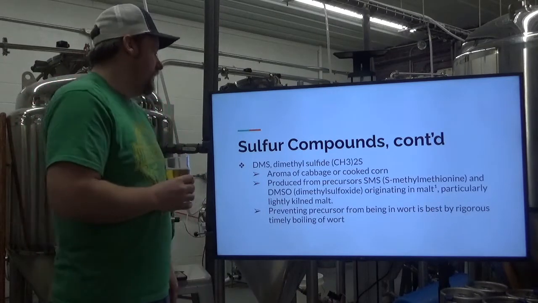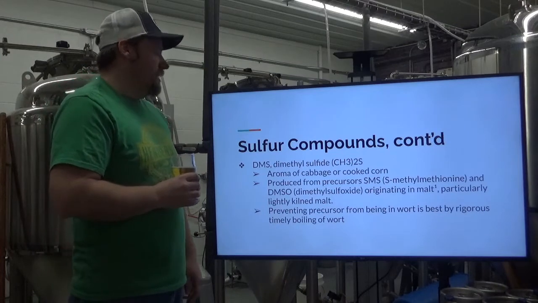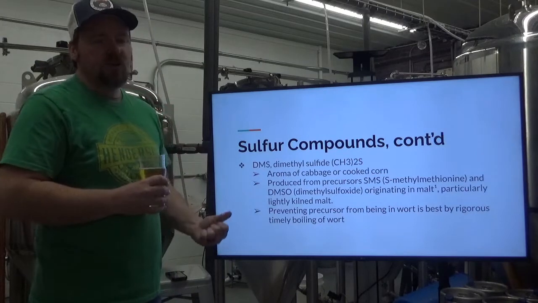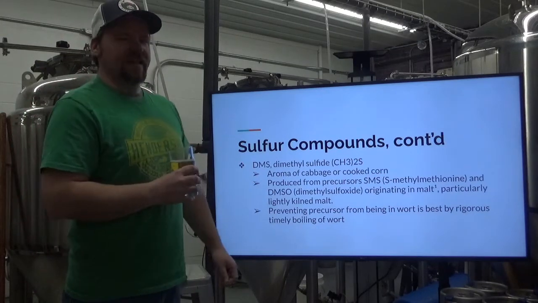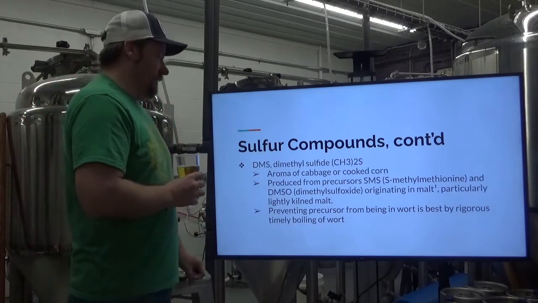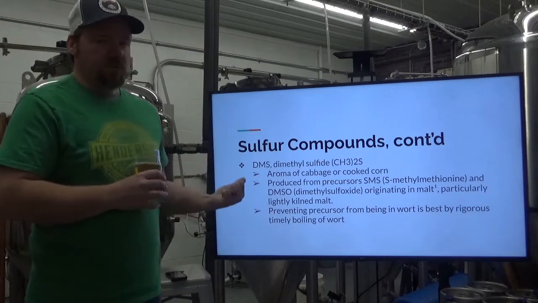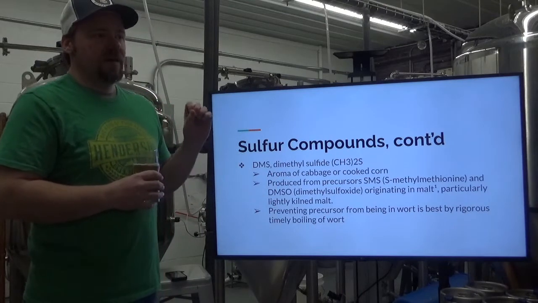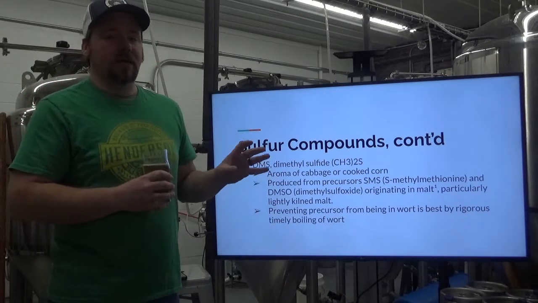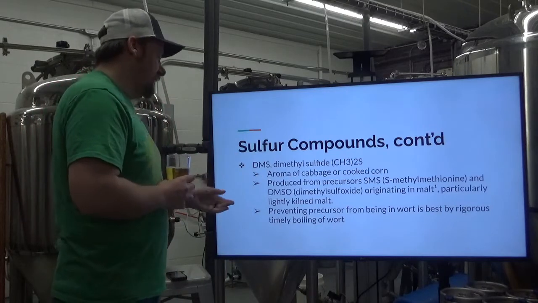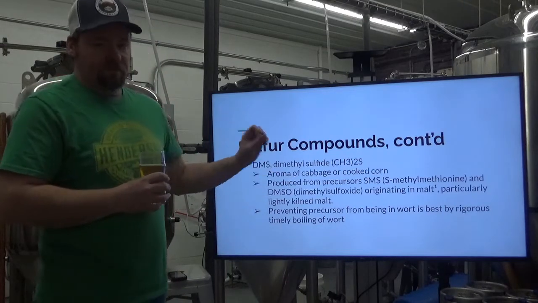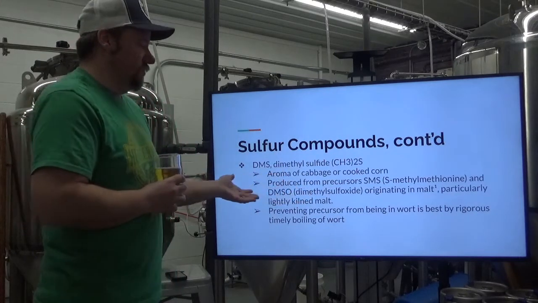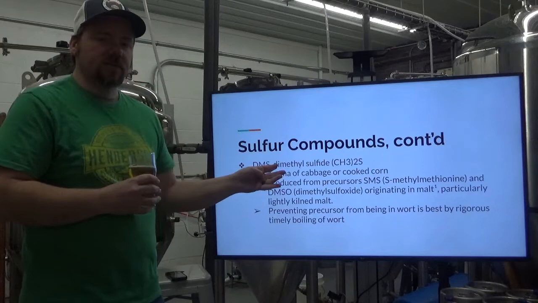DMS, or dimethyl sulfide, has an aroma of cabbage, vegetal, cooked corn, just not desirable in a beer by any means. It is produced from a precursor of SMS, or S-methylmethionine, which is a naturally occurring chemical compound in barley, and DMSO, dimethyl sulfoxide, also a natural compound that occurs in barley through the kilning process and just in general.